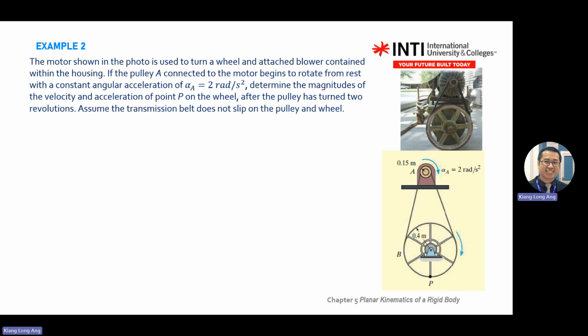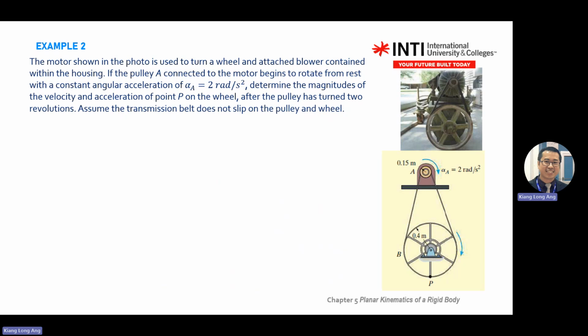When you see constant angular acceleration, it will be the same as chapter 1. When you see constant acceleration, you can use the normal equations. Just change the chapter 1 equations into alpha, omega, and also theta. So this one is given alpha equal to 2 radian per second squared. Again, in rigid body you normally use radian per second. Determine the magnitude. It asks you to find the magnitude because you're still dealing with vectors. So vector and magnitude. Magnitude of velocity.